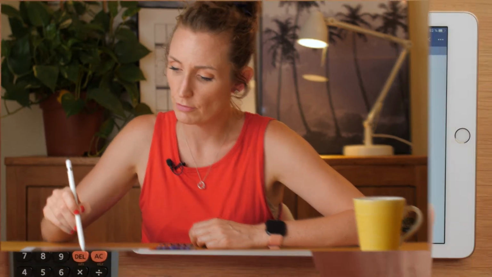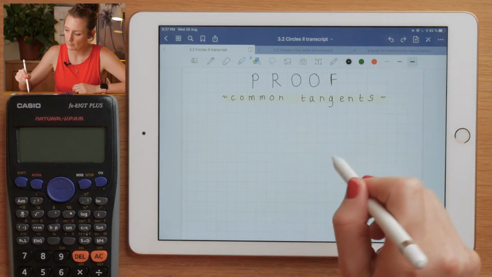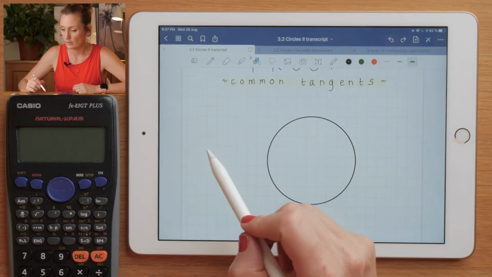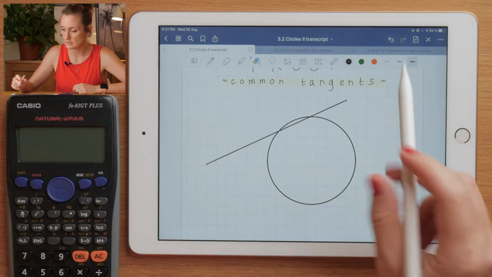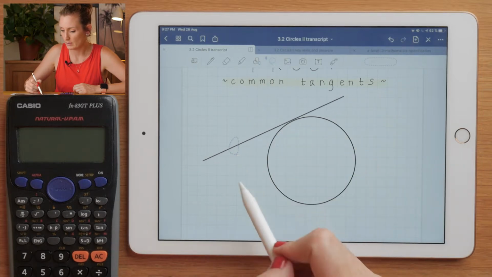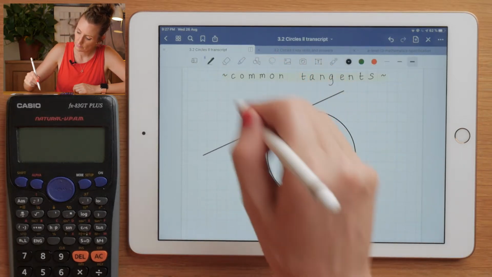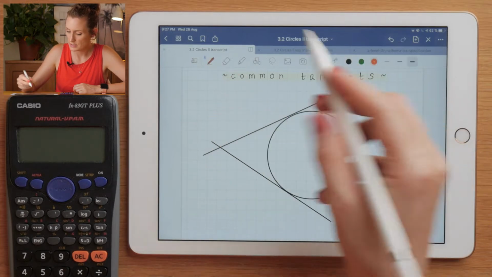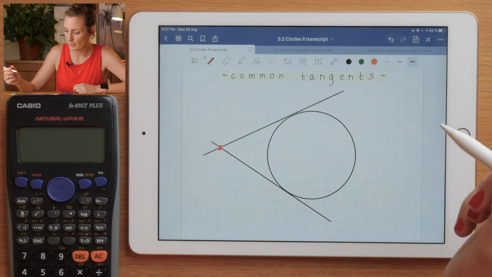We're going to look in this video for the proof that relates to common tangents. What we're going to be proving is that if you have a circle like this, you've got two tangents like this. Let's move this up a bit. Now, both these tangents come from the same point here.